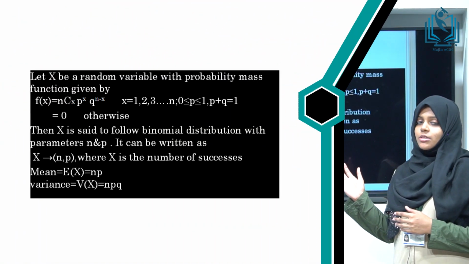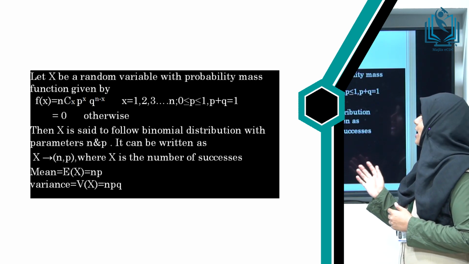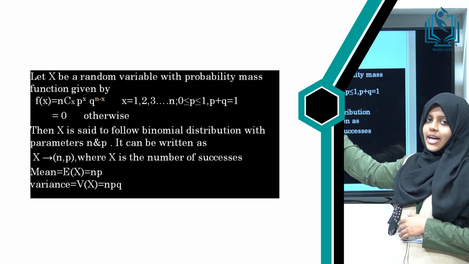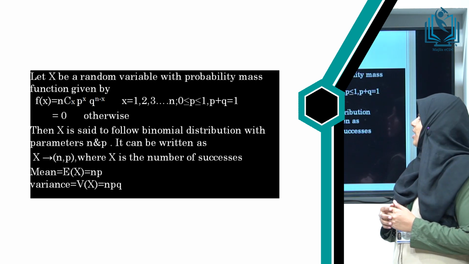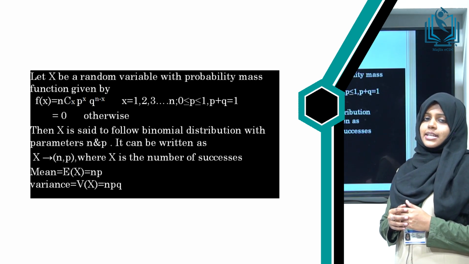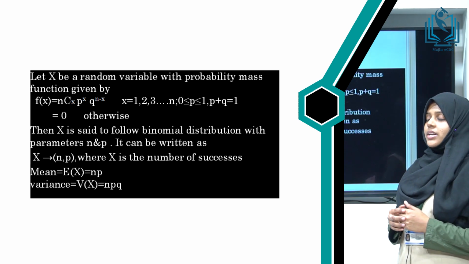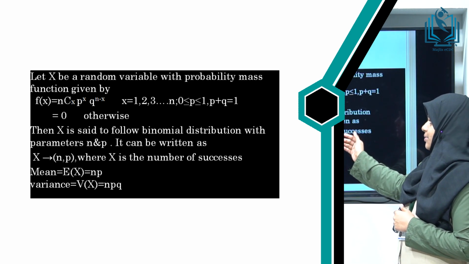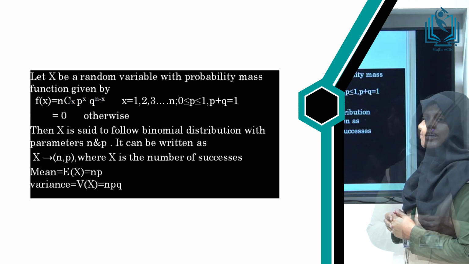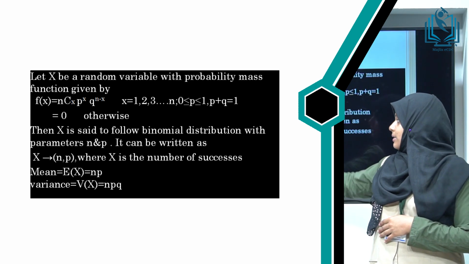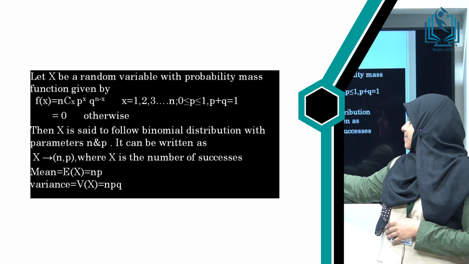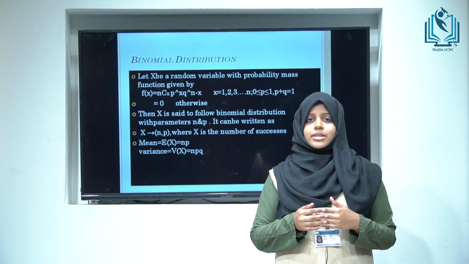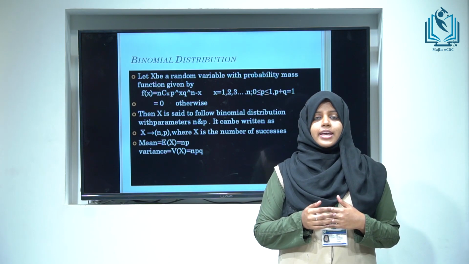Let x be a random variable with probability mass function given by f of x equals nCx p raised to x into q raised to n minus x, where x equals 0, 1, 2, 3, up to n, and 0 less than or equal to p less than or equal to 1 and p plus q equals 1, or f of x equals 0 otherwise. Then x is said to follow binomial distribution with parameters n and p. It can be written as x tilde b of n and p, where x is the number of successes. Mean of binomial distribution equals E of x equals np, and the variance of binomial distribution equals V of x equals npq.